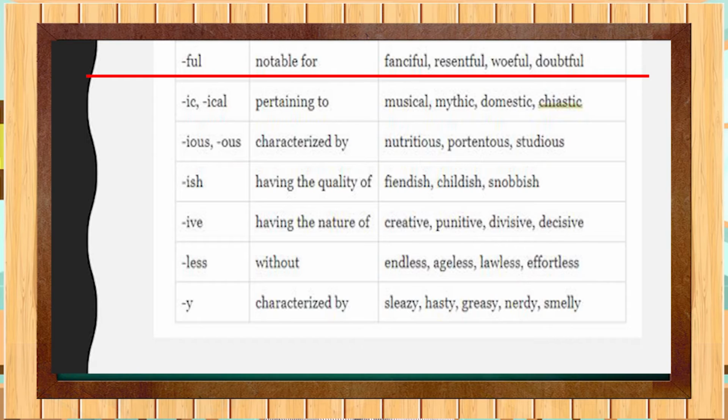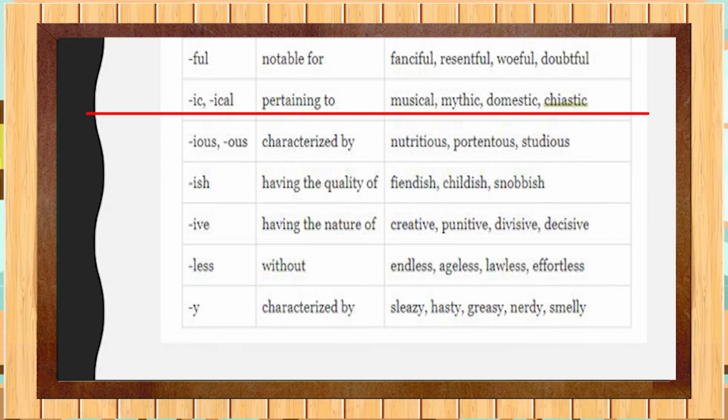Another example of an adjective suffix would be ful, which means full of. So, we might say doubtful, or we might have the word careful. Another example of an adjective suffix includes ic or ical, which means pertaining to. Examples include musical, mythic, domestic, or chaotic.